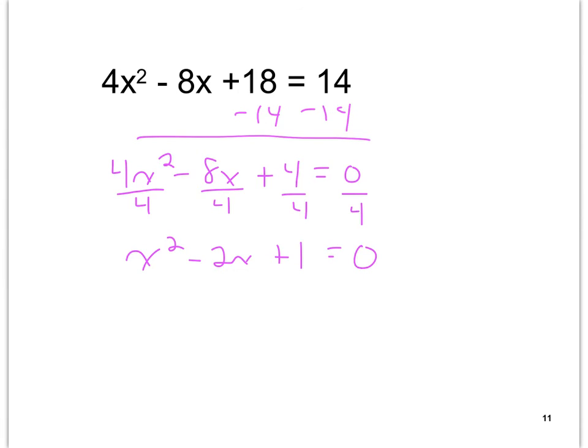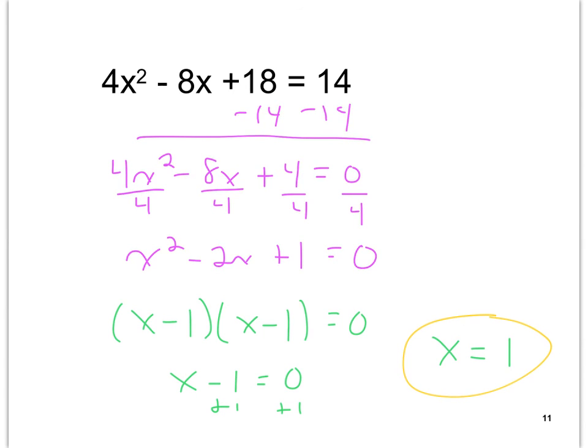Go ahead and factor that puppy. Alrighty, dighty. We're all set here. I get x squared minus 2x plus 1. That factors to x minus 1, x minus 1 is equal to 0. So we have a duplicate factor, no problem. Just we get x minus 1 is equal to 0. Add 1 to both sides, and x equals 1.